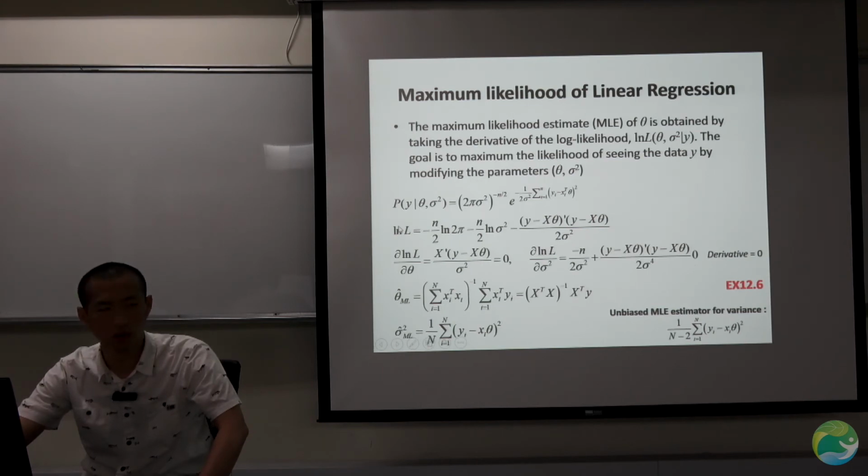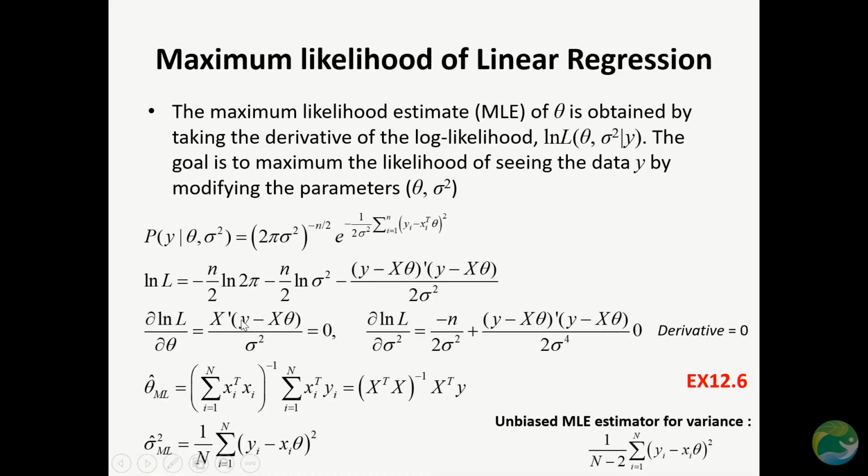The log normal likelihood can be represented by this equation. We want to find the maximum value of this, right? So we take the first order derivative with respect to theta, and this is the result. And then the maximum value occurs when the slope equals 0, right? And we can do the same thing for sigma square.